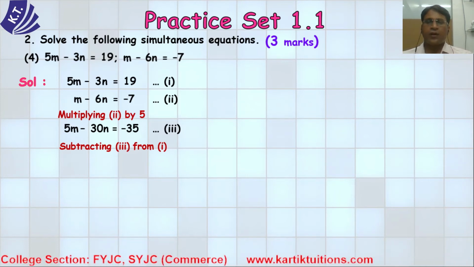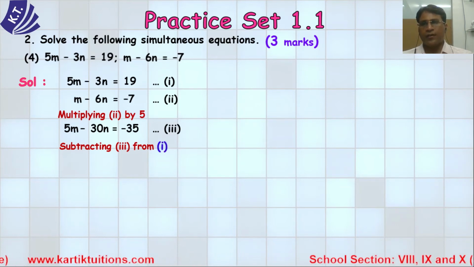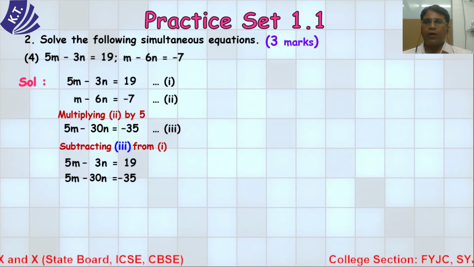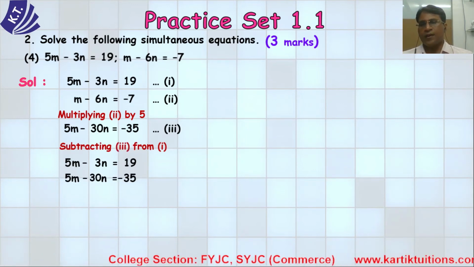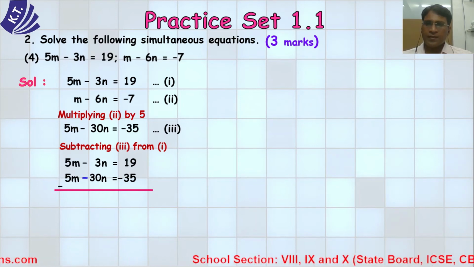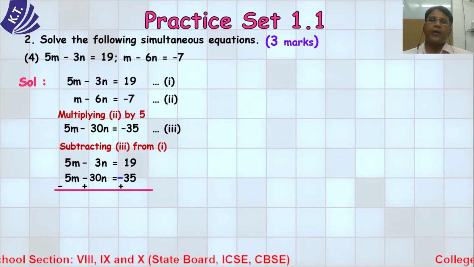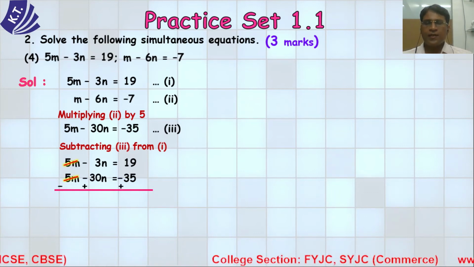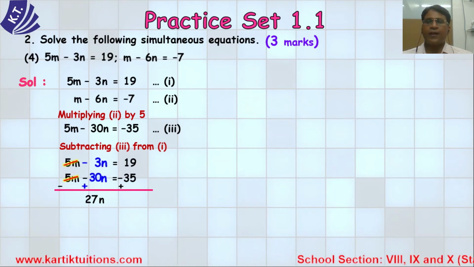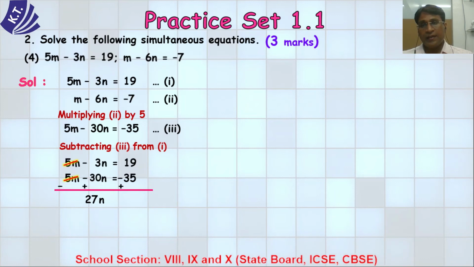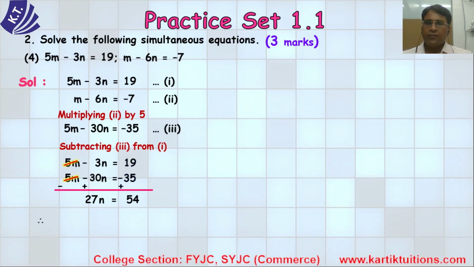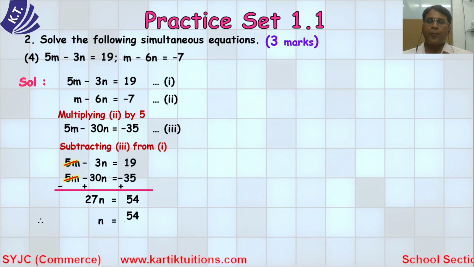Now when we subtract third from 1, first we'll write the first equation, and then we'll write the third equation. Now again, when we subtract, the sign gets changed. So plus 5m will become minus 5m, minus 30n will become plus 30n, and minus 35 will become plus 35. Now this 5m gets cancelled. So minus 3n plus 30n gives us plus 27n. Same way, 19 plus 35 will give us 54. So therefore, n is equals to 54 upon 27.